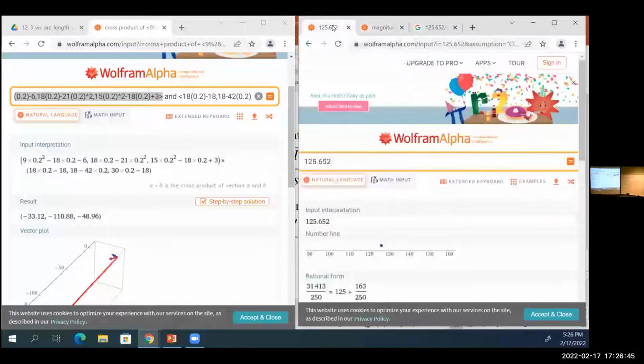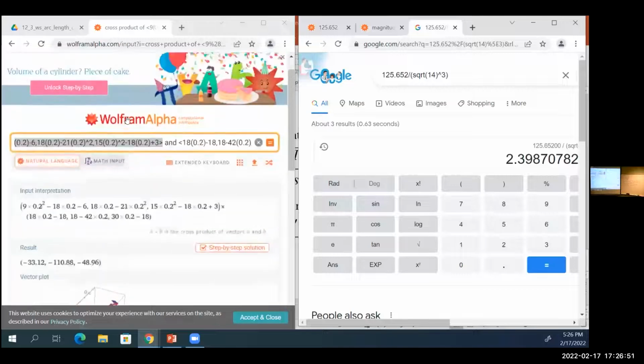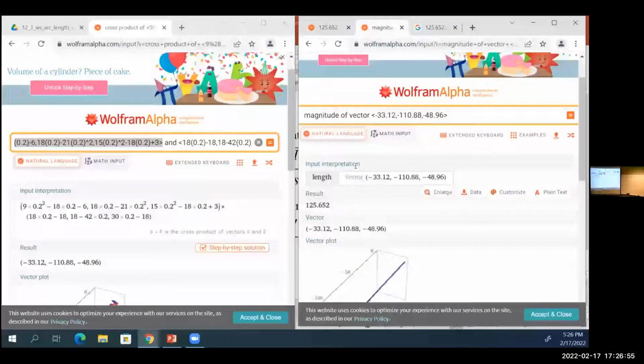All right. So what we do is we do R prime times 0.2. So you can just copy that in and calculate where it is, and then we can cube it, right? Which was R prime times 0.2.